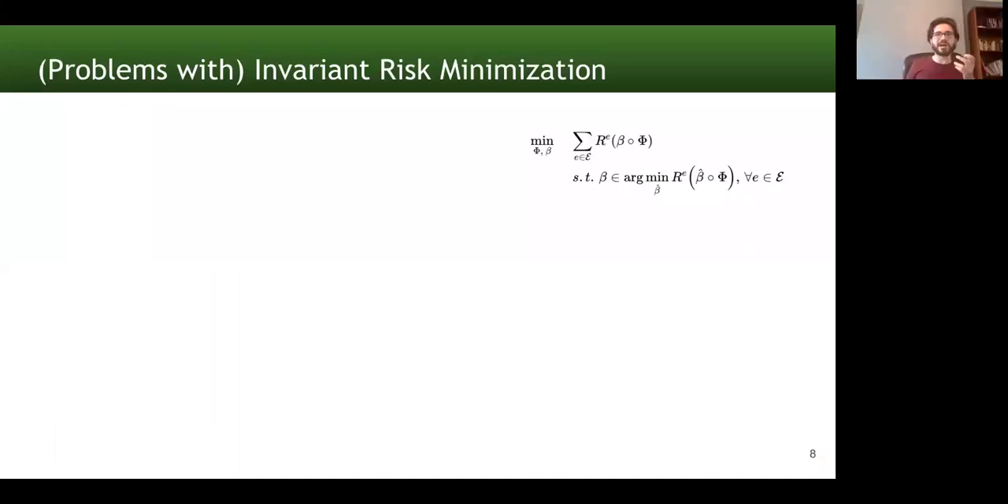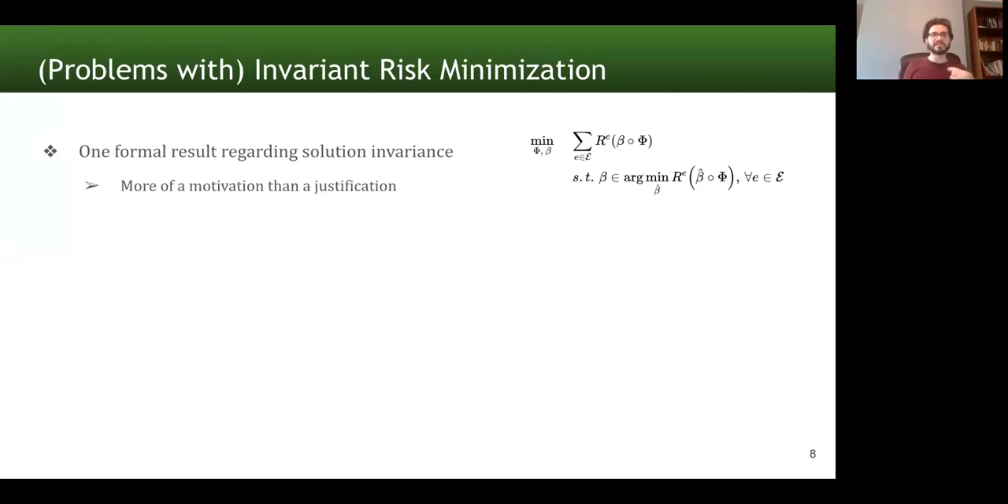There are some initial problems that immediately spring to mind with this objective. In particular, the original paper really only has one formal result regarding the solution invariance. As I mentioned, there's not a lot of formal ties to the invariant causal prediction paper. The formal result is more of a motivation than a justification.